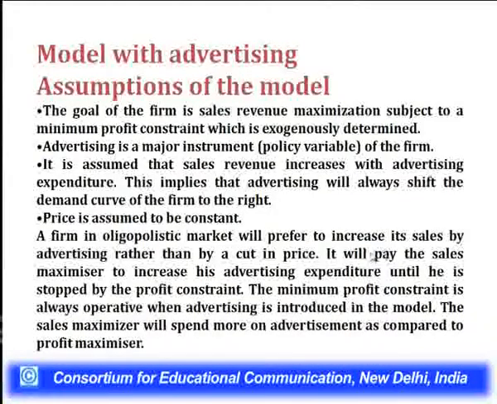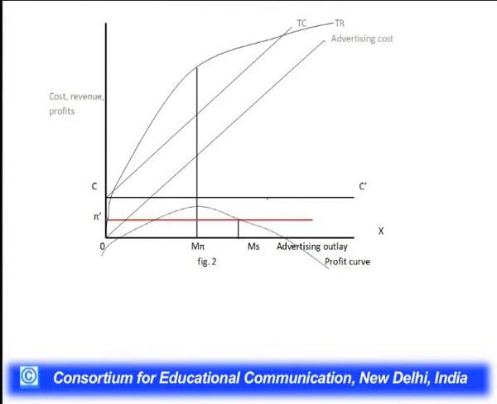So a firm in the oligopolistic market will prefer to increase its sales by advertising rather than by a cut in price. It will pay the sales maximizer to increase his advertisement expenditure until he is stopped by the profit constraint. The minimum profit constraint is always operative when advertising is introduced in the model. The sales revenue maximizer will spend more on advertisement as compared to the profit maximizer. This is being shown in figure 2.